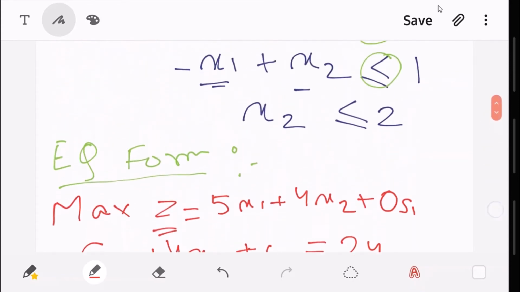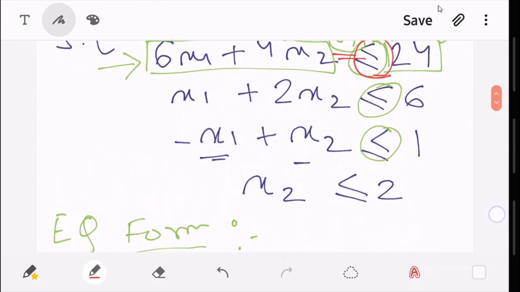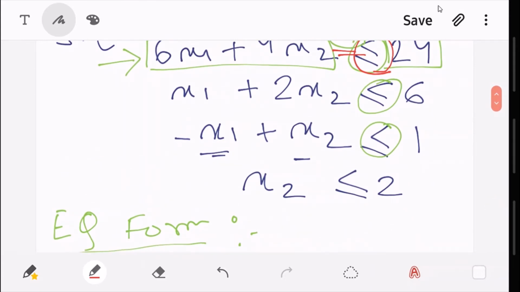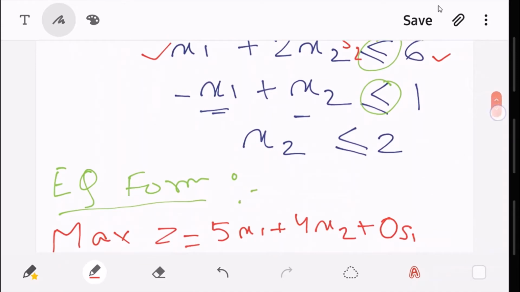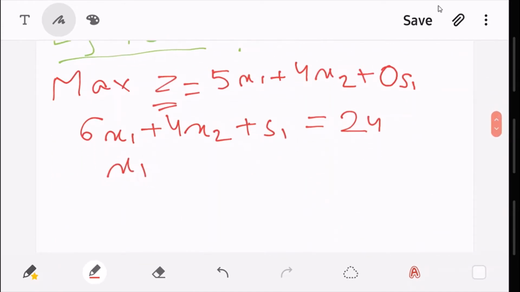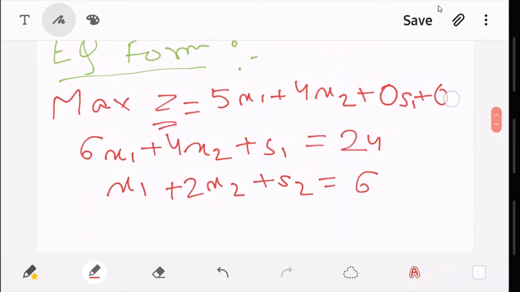Now the second is x1 plus 2x2. Again here it is less than or equal to, which means another slack variable s2 will be added, not the same variable s1, because we don't know by how much the left hand side in both these cases is lesser than their respective RHS. There is no meaning that they both will be the same, so we need to take another slack variable. So x1 plus 2x2 plus s2 is equal to 6. Here again plus 0 s2.